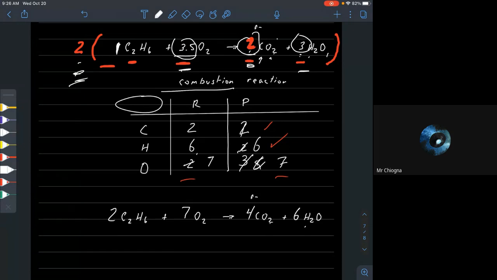So the trick again is yes, you can use half numbers, but just make sure you multiply everything by 2 after that to get whole numbers. Can't have a half a molecule. That's what 3.5 means. It means 3.5 molecules. There is no half a molecule in chemistry.